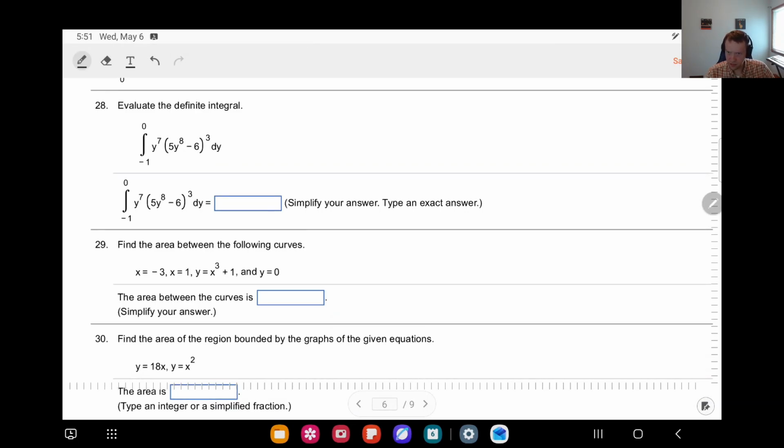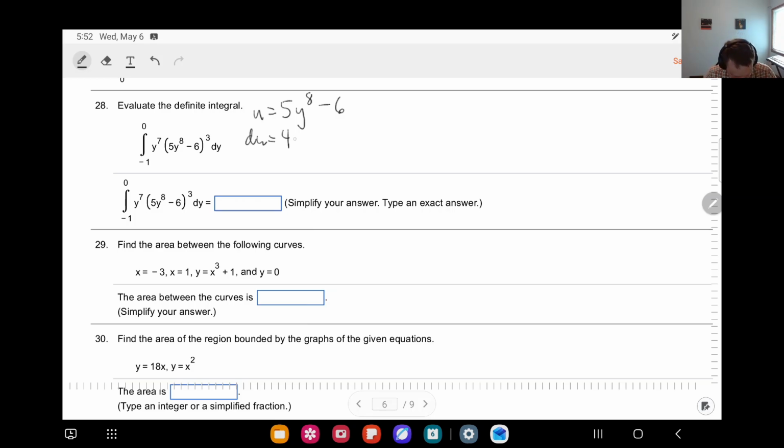Three problems left. Well, this is another u substitution because we have this expression inside a cubed, so we'll want to make that nicer. u equals 5y to the 8th minus 6. That'll turn this whole part into u cubed, which is easier to integrate.